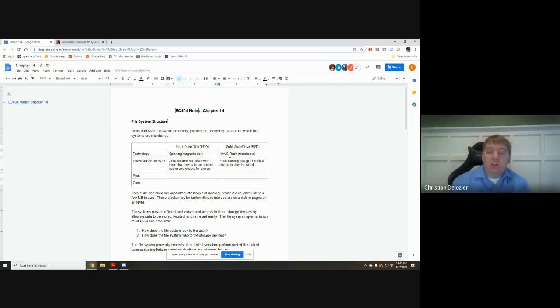So here, because it's just transistors, we basically just send a new charge through. This raises the charge, and then that allows us to read what the state is. But again, there are no moving parts. It's just transistor based. So it's really just electronics that manage the solid state drives.